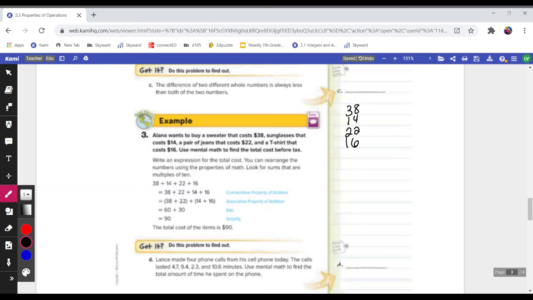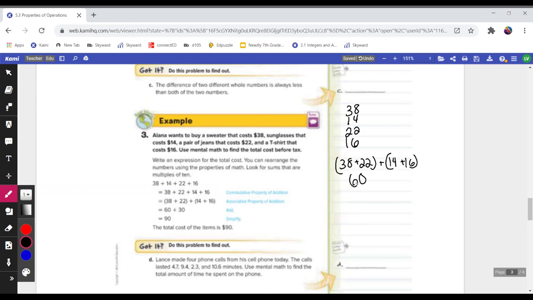Using some mental math, I'm going to rearrange this order. I'm going to take 38 and add 22 to it. Then I'm going to add 14 and 16. The reason I'm adding the numbers this way is 8 and 2 gives me a 10, and then 3 plus 2 is 5, plus 1 is 6.